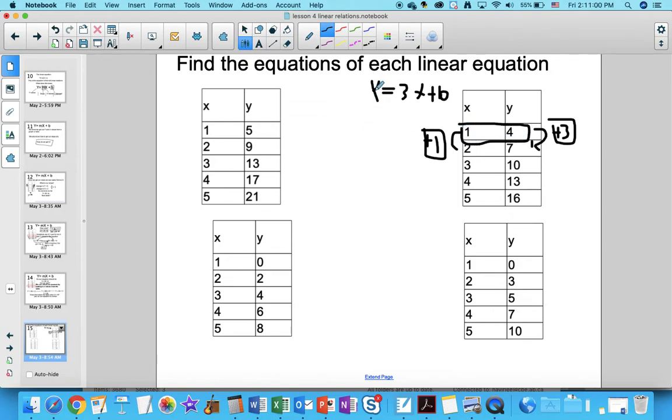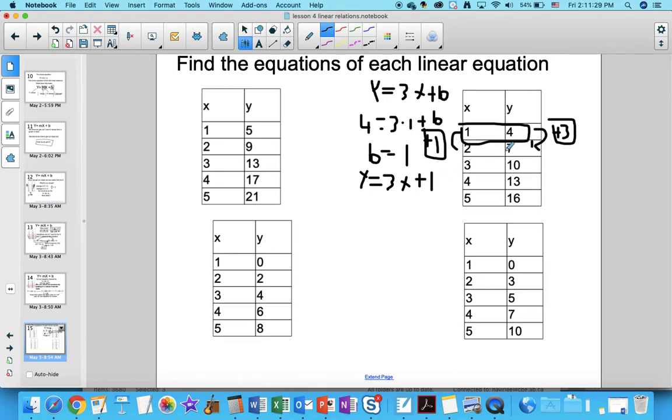Now I replace my y with 4. 4 equals 3 times x, which is now 1, plus b. Okay, 3 times 1 is 3. To turn 3 into 4, I need to add 1. So b should be 1 again. Okay, so my equation should be y equals 3x plus 1.